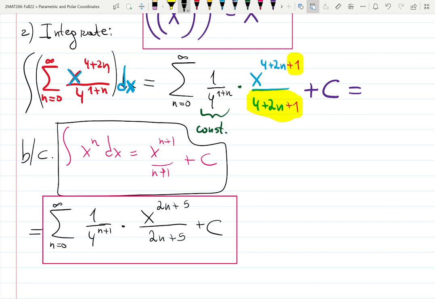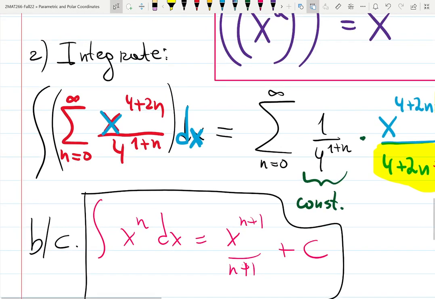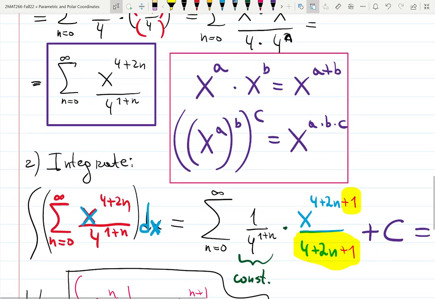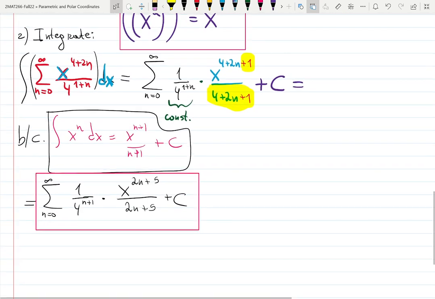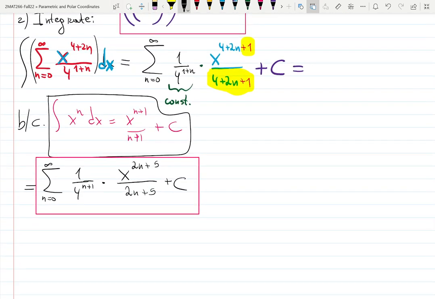Then you can ask me, what if I don't like this notation of integral and sum? Well, you should try to get used to it. But fine, some of you like to work with terms. So, integrate term by term.